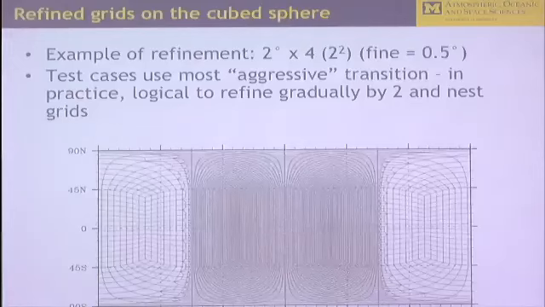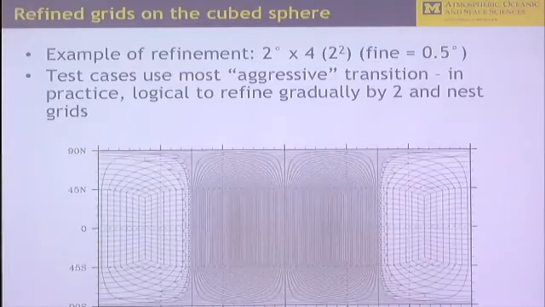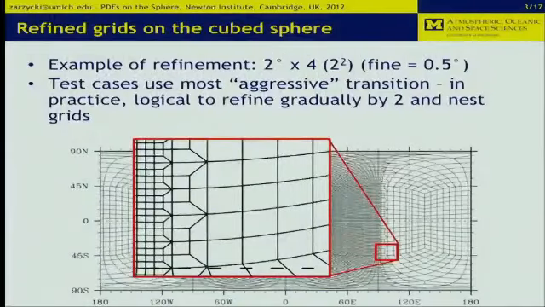So just a look at what one of these refined grids might look like. This is actually a very simple refinement where we actually just refine over a specific hemisphere on the cube sphere. So you can see we have a coarse hemisphere and a fine hemisphere. In this case, we're doing a 4-order refinement from a 2-degree grid, so we have a half-degree grid here in the center. This is just a blow-up of what the grid looks like.